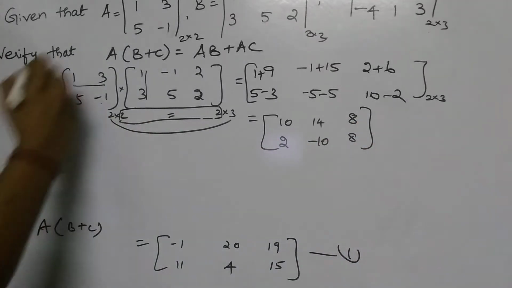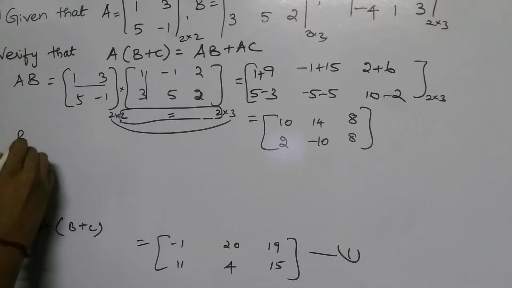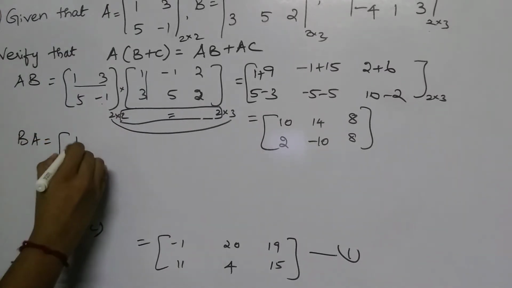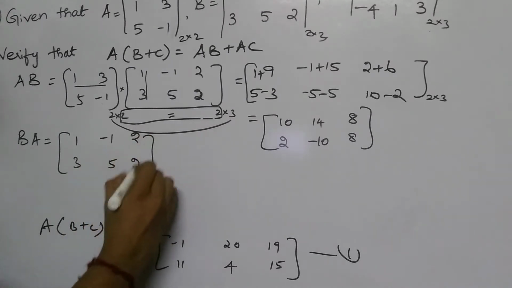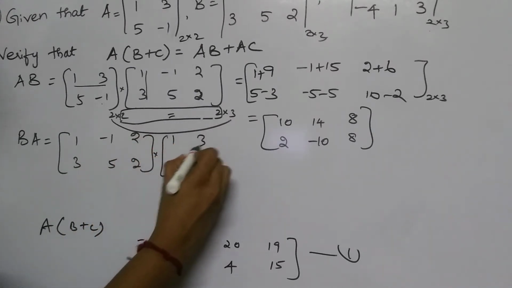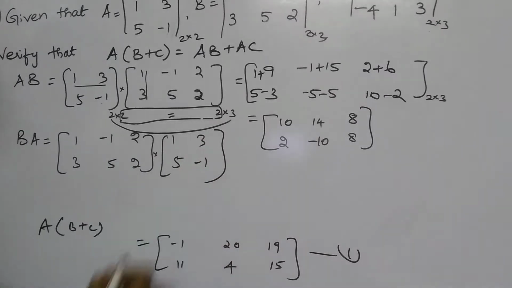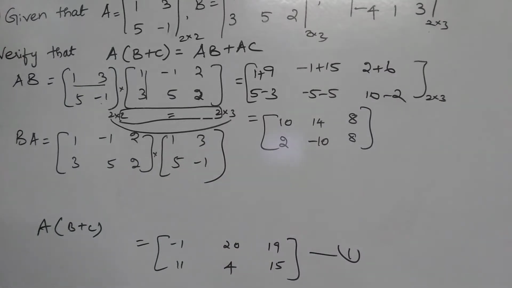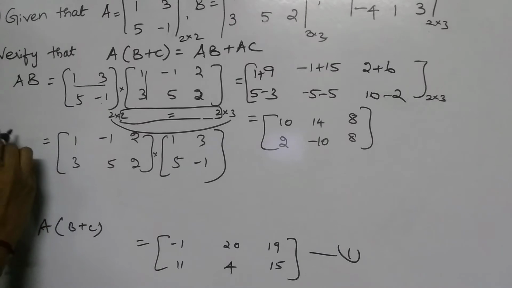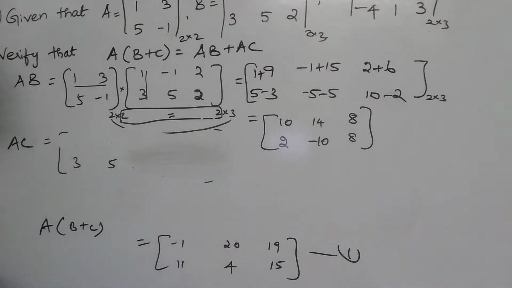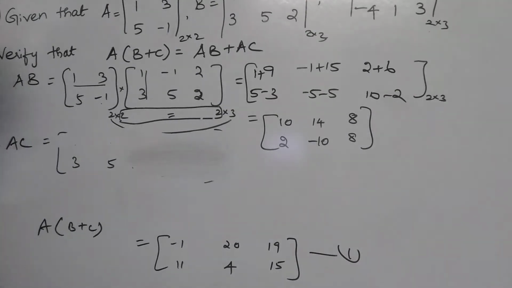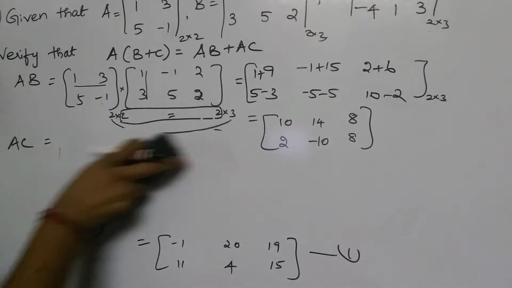Now same like that, find it for BA. BA means that B should come first. B matrix should come first. Then multiply with that A. 1, 3, 5, minus 1. No, AB with AC. Not BA. With AC. A should come first and then C. Okay. AB and AC only given, no?